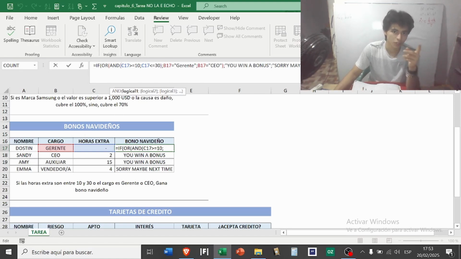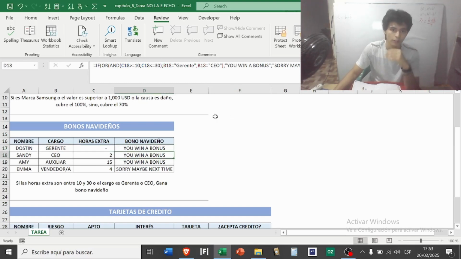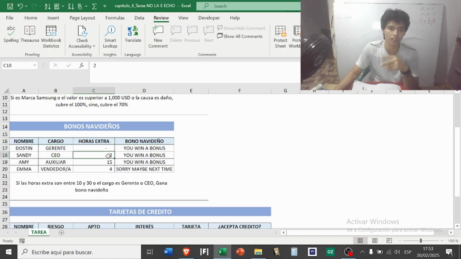Or, if you don't qualify for this part, maybe you qualify for this one: you are a manager or you are a CEO, you win a bonus. If it is not the case, you will receive a message: sorry, maybe next time. So that's how it works. You don't work much overtime, but you are a manager, so you win a bonus. You are a CEO, but you don't work enough time, but you are a CEO, so you will receive a bonus.